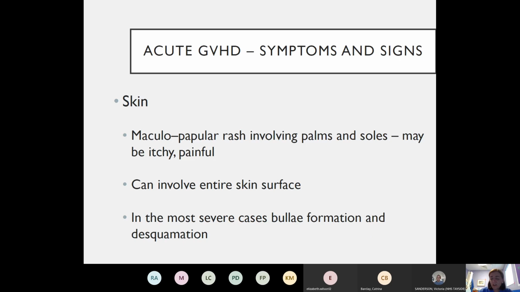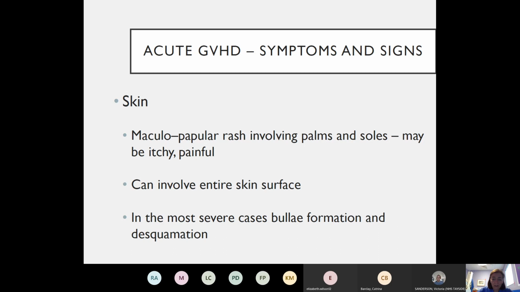Acute GVHD in the skin usually gives you a maculopapular rash involving the palms and soles. It can be actually painful. Having said that, it can occur anywhere in the skin, and sometimes it can start in the scalp and work its way down. Other times it can be mainly truncal and spare the limbs.